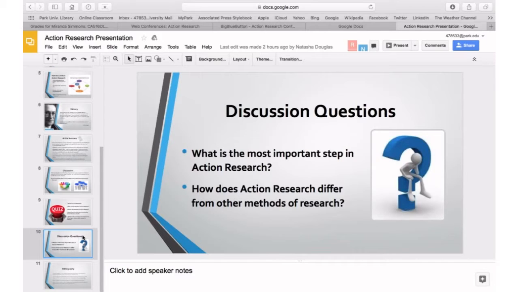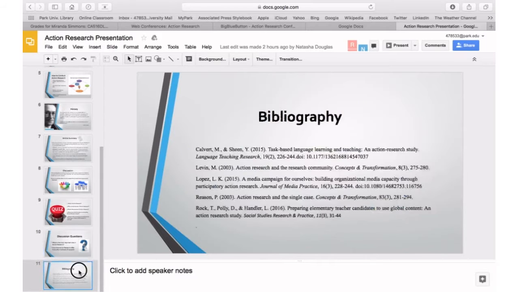And if you do need to get a little bit more information, you can review our presentation. You can also find more information in our bibliography. We have several sources there of research that use action research. They also talked about the steps of action research a little bit more.